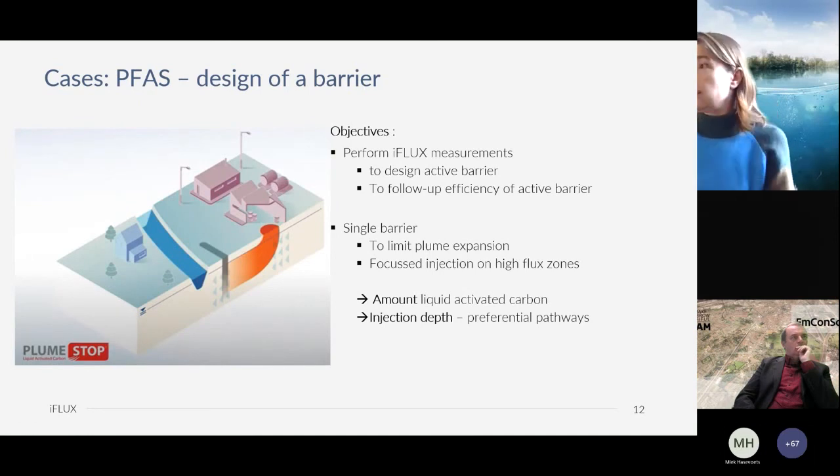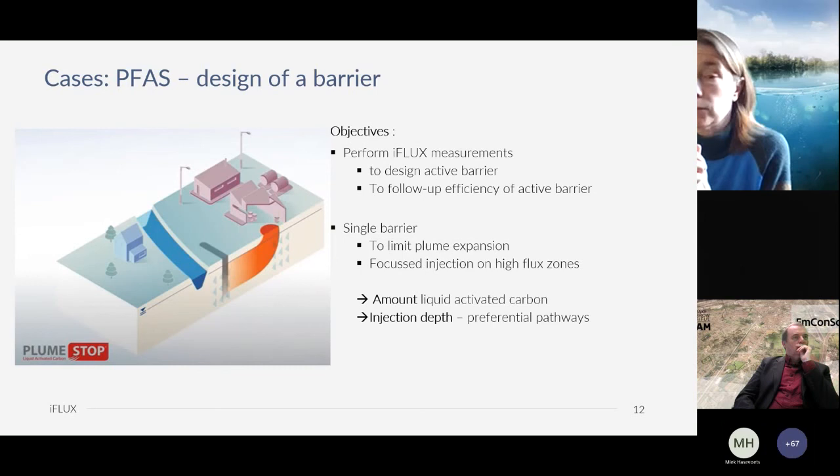Here we see the first case, where flux measurements are used to design an active barrier and to follow up the efficiency of an active barrier. That's what we often see until now. Actually, I have to say that most in situ remediation is focused on preventing further spreading of the contamination, because the source remediation techniques are not yet very well developed, or there is a lot of uncertainty. So preventing further spreading and risk is needed.